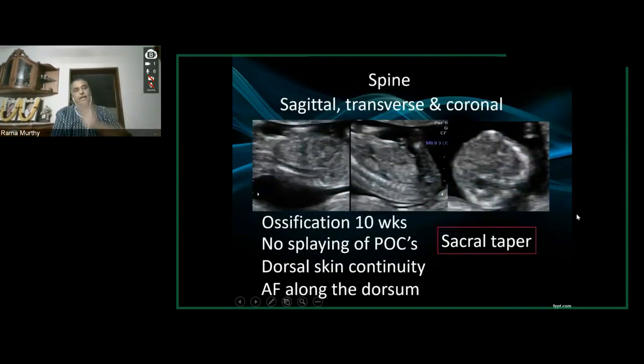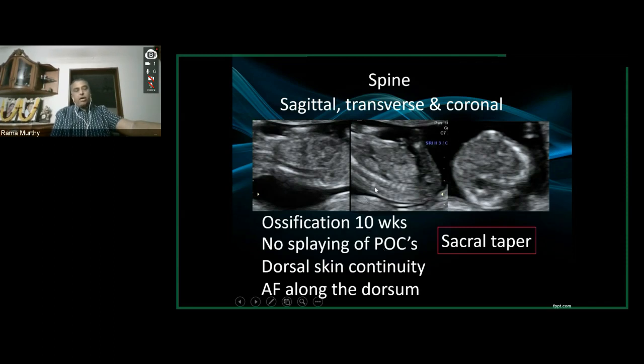Now, from here we will cut across and go into the spine and spine of the feet. We'll get back to the head. We'll cut across, go to the spine, and spine should be imaged in the sagittal, transverse, and coronal sections, right? Ossification is done and over by about 10 weeks.